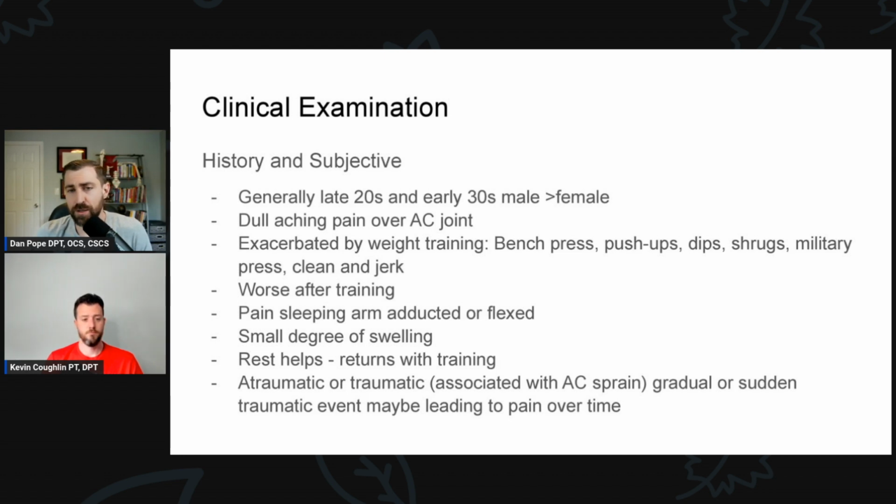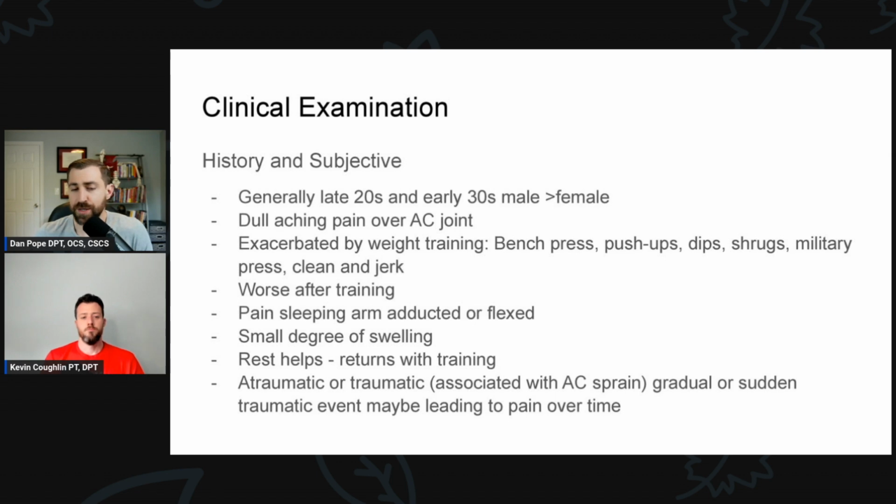These are the folks that tell you, you know what, I stopped doing bench press because it hurt me so bad. Rested, felt a bit better. When I went back to bench press, it just starts hurting again. All right, very, very common to hear that. These can be atraumatic or traumatic. We just talked about that atraumatic, gradual onset from micro trauma over the course of time with a lack of recovery.